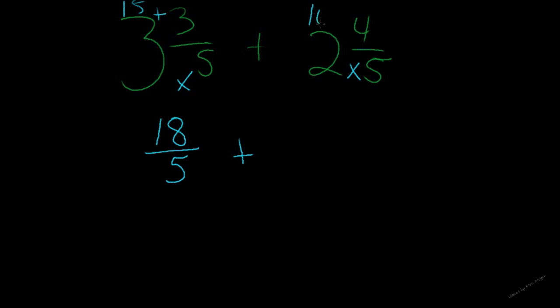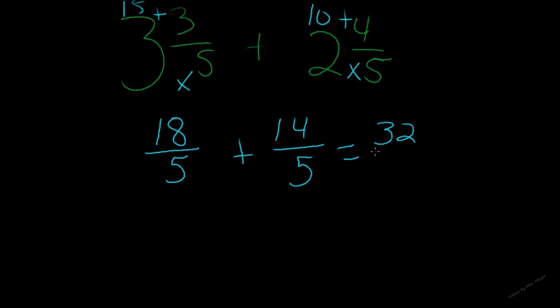Do the same thing to this problem. Denominator times whole number, D times W is 10, plus the numerator, 10 plus 4 makes 14. Same denominator throughout the problem, doesn't change. So 2 4/5 is equivalent to 14/5. 3 3/5 is equivalent to 18/5. Okay, so now we can simply add these two together.